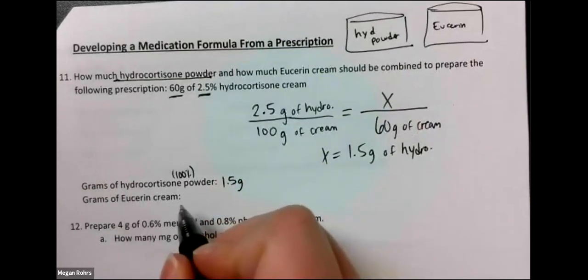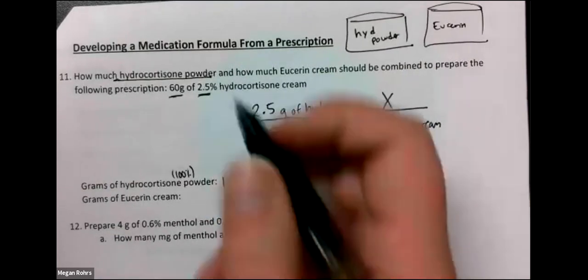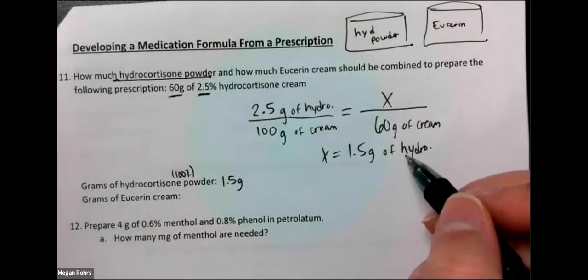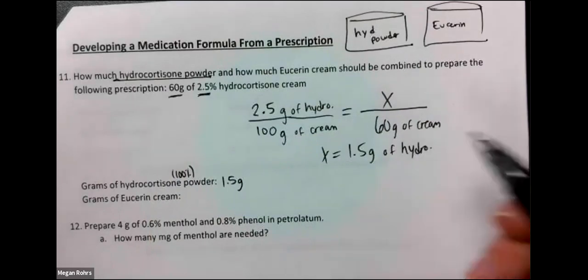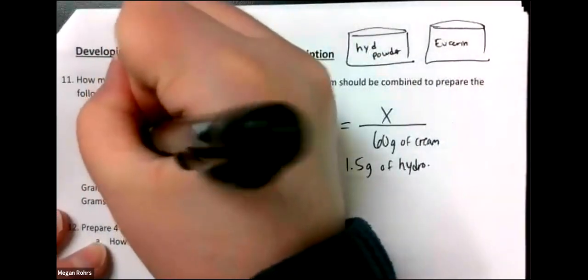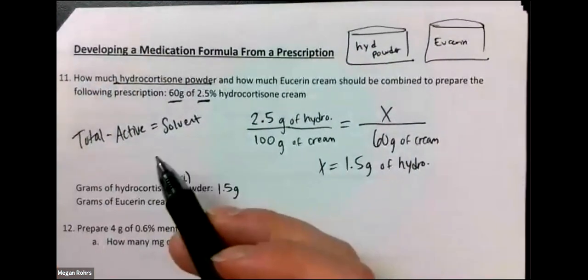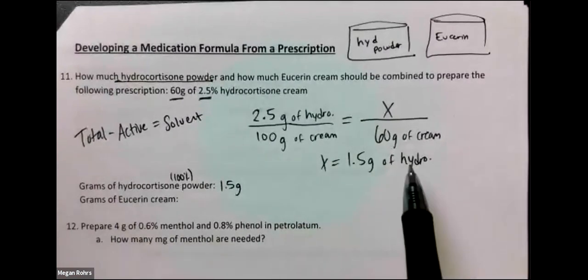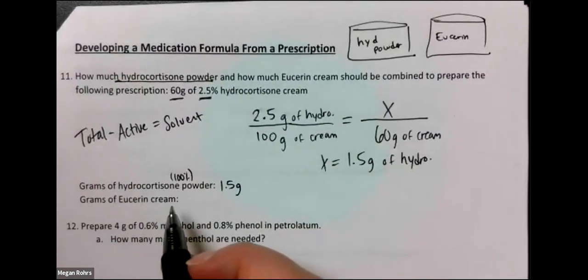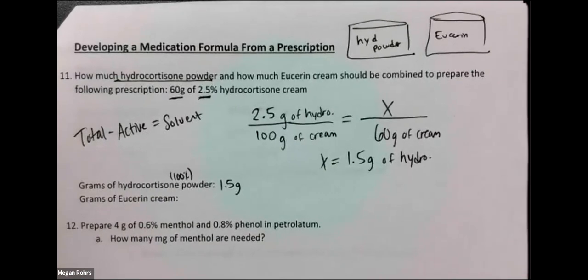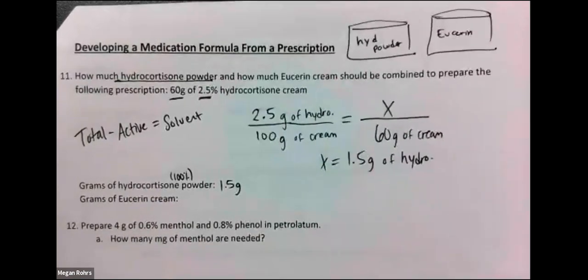Now, to find our amount of Eucerin, remember, we're making a total of 60 grams, and we already need 1.5 grams of our hydrocortisone powder. The difference between your total and your active is always going to equal your solvent. So with that information and what we've covered so far, solve for how many grams of Eucerin cream would be needed to make this compound. And after you have done that, you can move on to number 12.